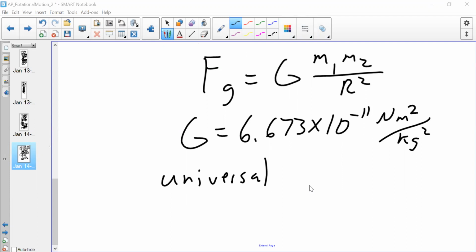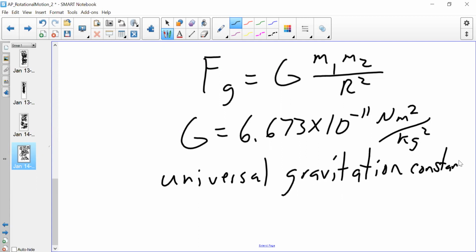You can get the acceleration of gravity, especially for any mass on the Earth. You can get the acceleration of gravity for any planet, actually, using this equation. Anyway, that's pretty simple enough.